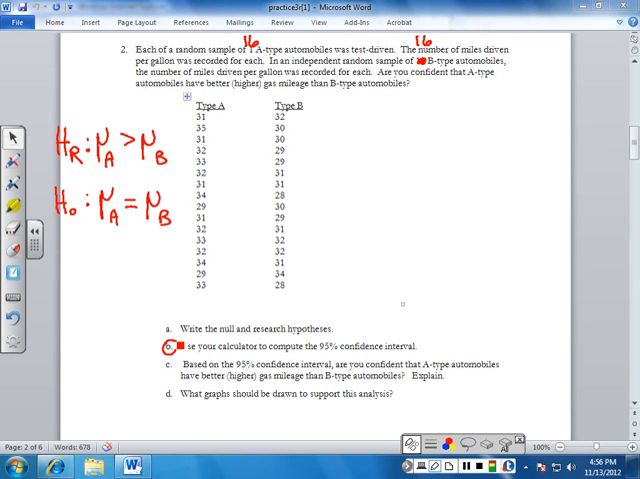In this case, we didn't say take one car and drive it so far with A and then so far with B, then take a separate car and do it with A and B. That would be matched pairs. This is two separate samples, an independent random sample. If we were going to do this by hand, we would have to compute X bar for both groups and the variance or standard deviation for both groups and so on.